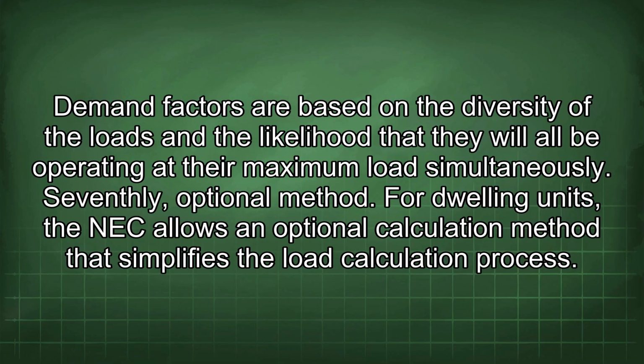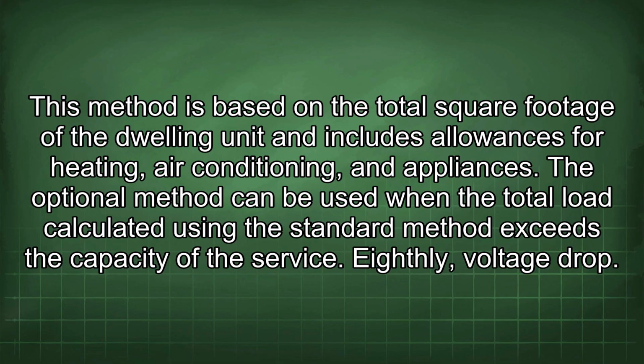Seventhly, optional method. For dwelling units, the NEC allows an optional calculation method that simplifies the load calculation process. This method is based on the total square footage of the dwelling unit and includes allowances for heating, air conditioning, and appliances. The optional method can be used when the total load calculated using the standard method exceeds the capacity of the service.